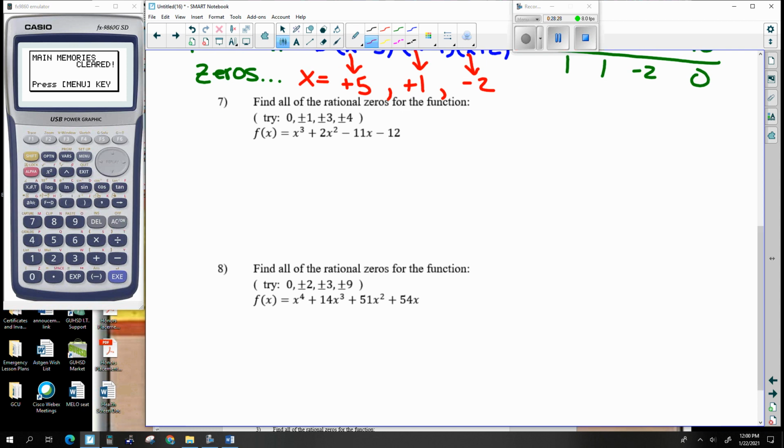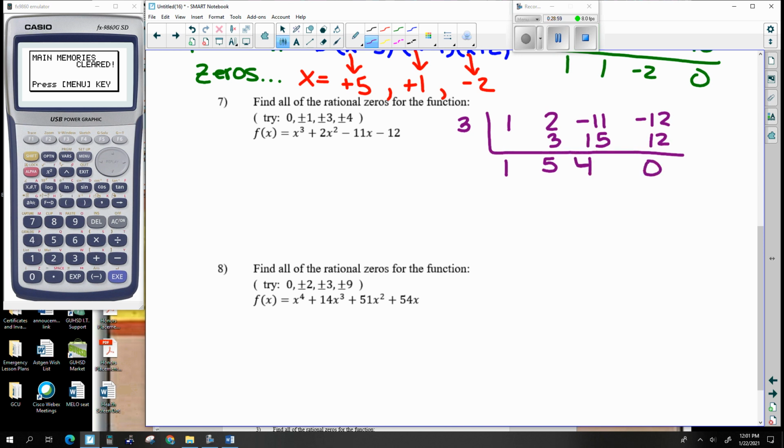All right, here we go. I think you kind of get the idea of it by now. Let's try 3. Try 3. So I have 1, 2, -11, -12, and I'm going to try 3. +4, +12, 0. Man, I'm getting better at this.